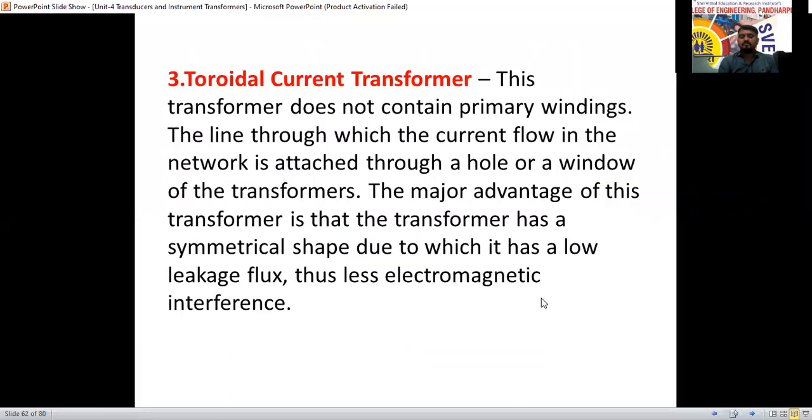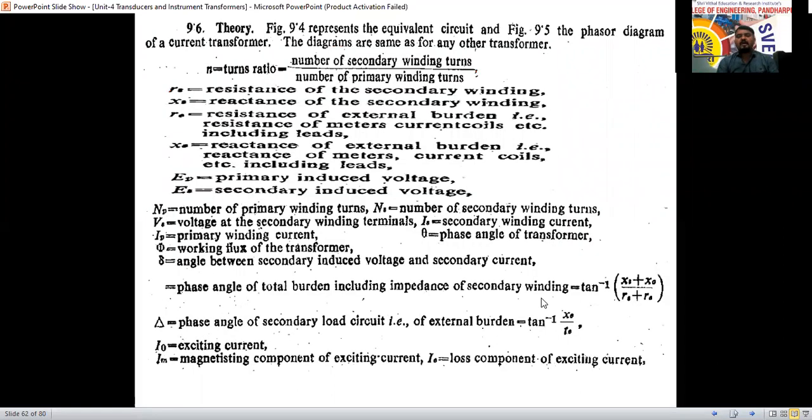So the theory part for all current transformers, any current transformer you consider, we are going to discuss here now. First we have to know what is the turns ratio for the current transformer.